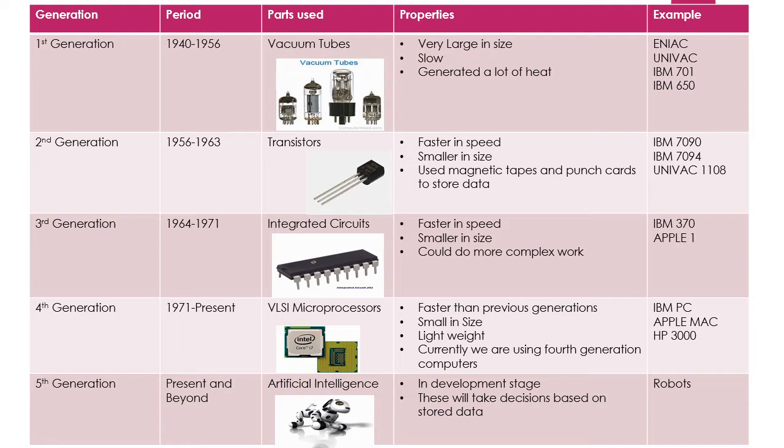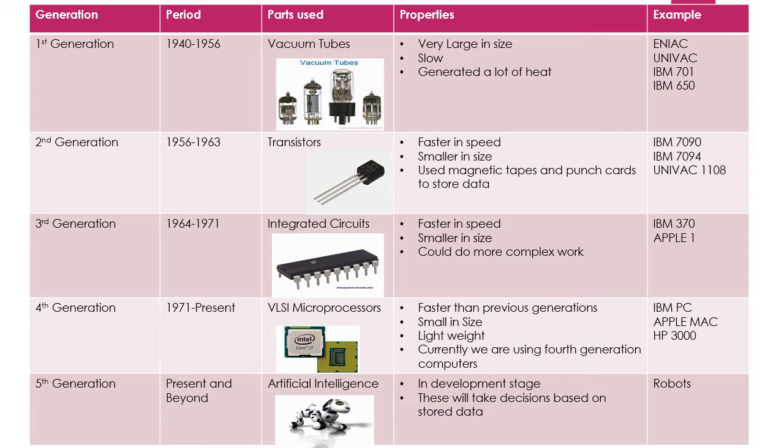They were very large in size, they were very slow in performance, and they generated a lot of heat, so it required a lot of maintenance and also air conditioning. Examples of first generation computers are ENIAC, UNIVAC, IBM 701, IBM 650.